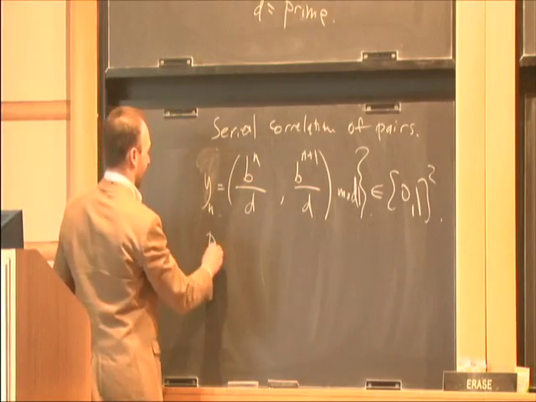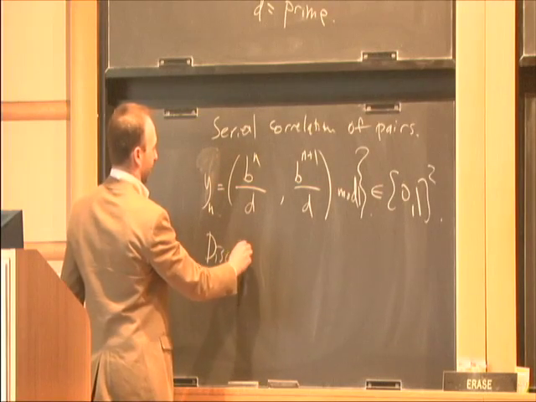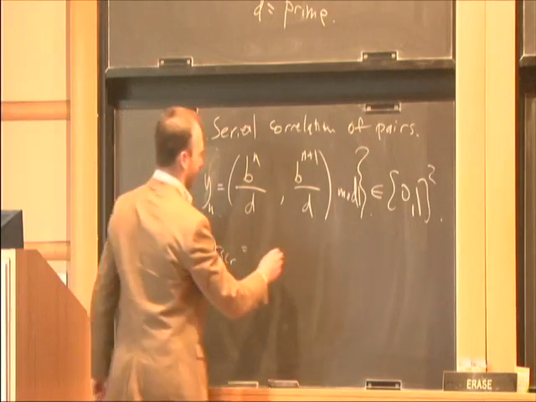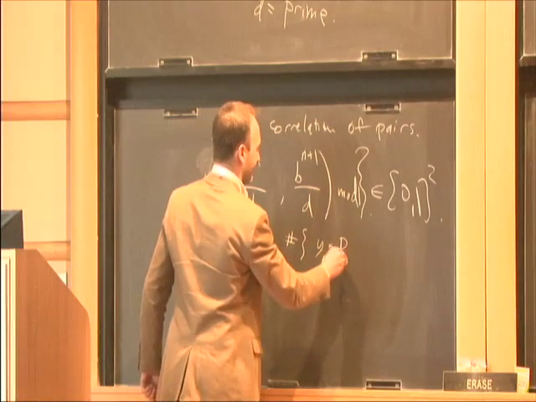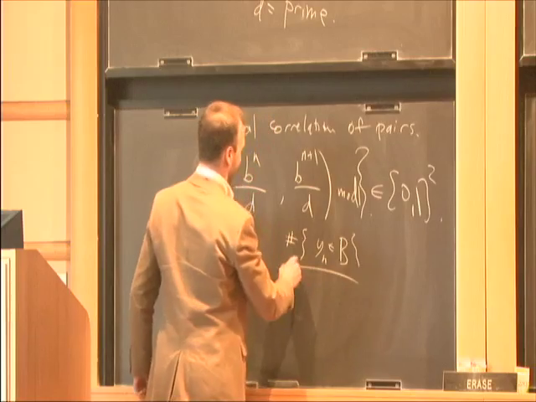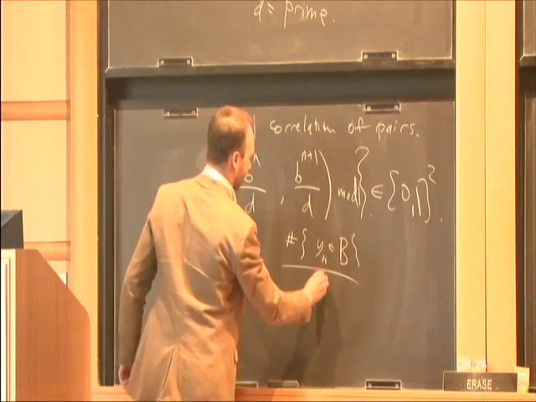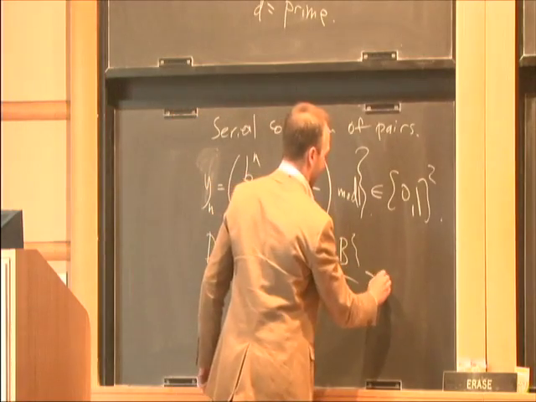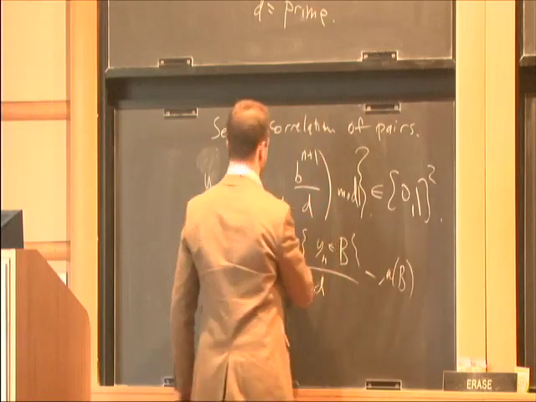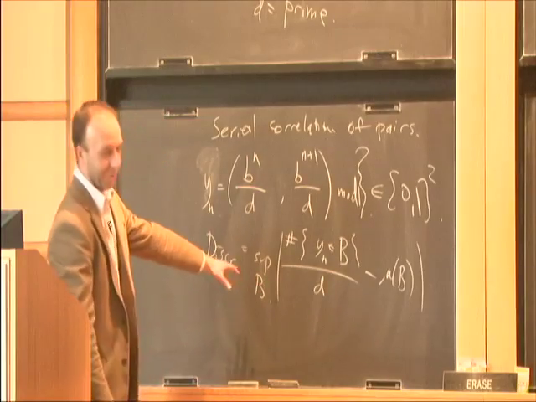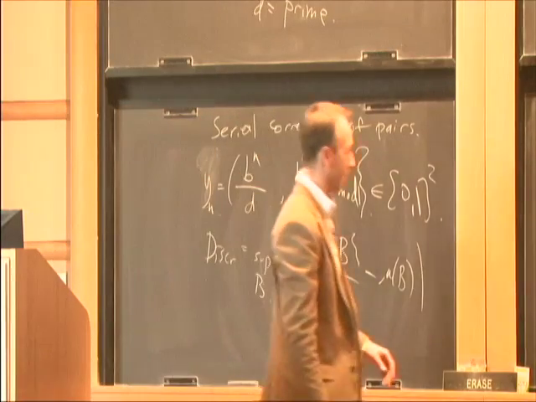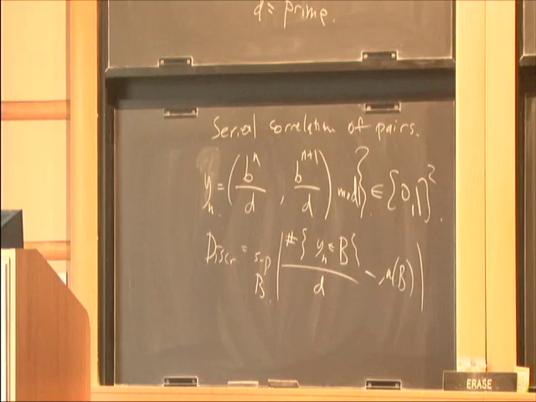So the discrepancy is just, well, let me define it exactly. So it's the number of these y_n that lie in some ball over the total number of y_n, so there's d of them, minus the measure of this ball, and you'd like this to be small. Let's say sup over balls. And there's different discrepancies depending on what kind of balls you allow. Let me just be a little vague about what the discrepancy is. So let me just show you a picture to get us thinking about this.